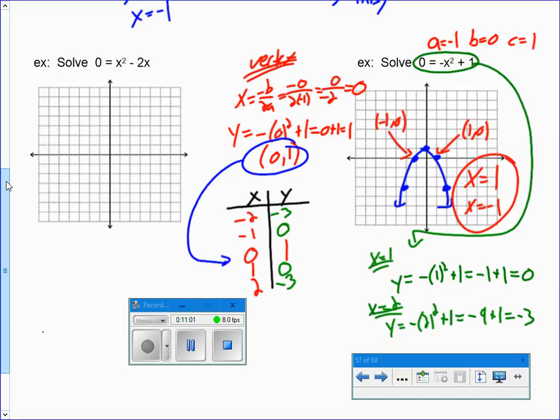So on the back of this sheet, there's going to be 4 problems. So for practice, go through, do each one, fill out your table, get your points. If you get stuck, go back, look at these 2 problems, follow the steps.